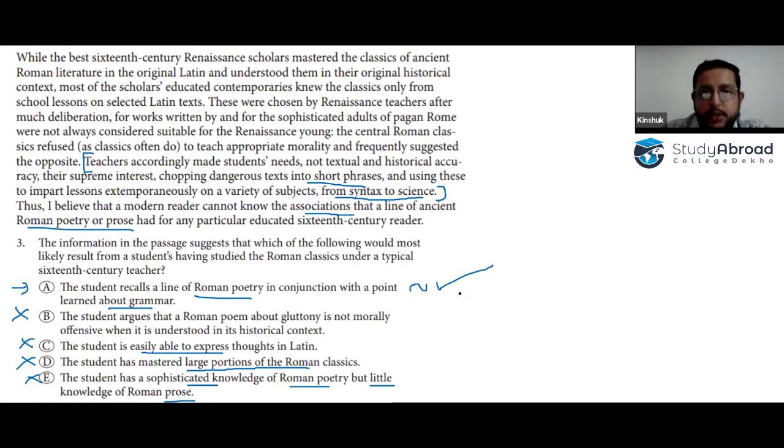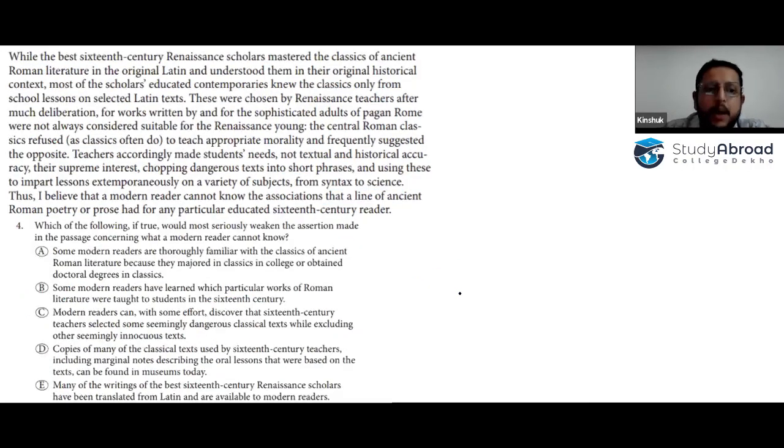Alright, let's go to the next question. Now the question here says, which of the following, if true, most seriously weakens the assertion made in the passage concerning what a modern reader cannot know? So see, this is typically a question type that we did in the beginning of this session. There we had to strengthen the argument. Now what are we supposed to do? We are supposed to weaken, right? So what is the argument here? They have told us specifically concerning what a modern reader cannot know, right?